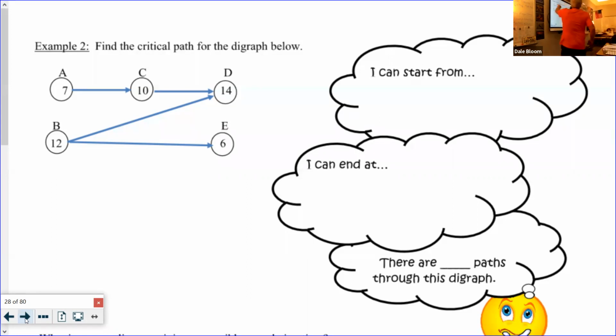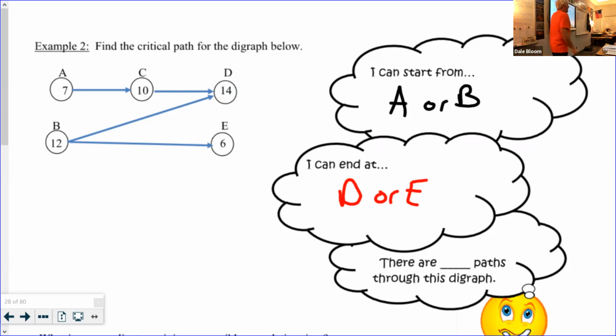So I have task A, I have task C, I have task D. Guys, the numbers are my completion time. Where can I start here? I can start at A or B. Got it? Where do I end? Where does this path take me to my ending place? Yeah, I can end at D or E. You should be able to identify that in an order requirement diagram like this.